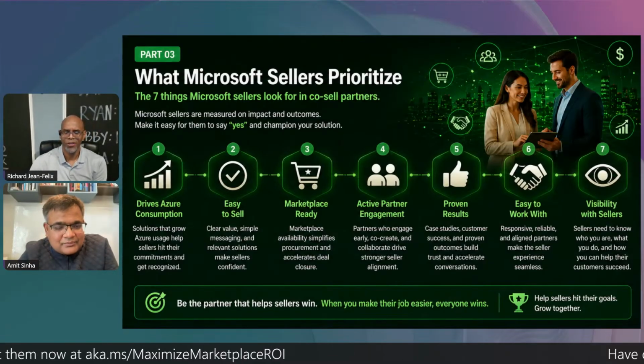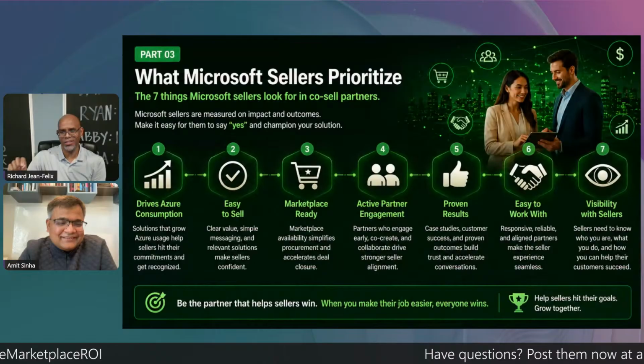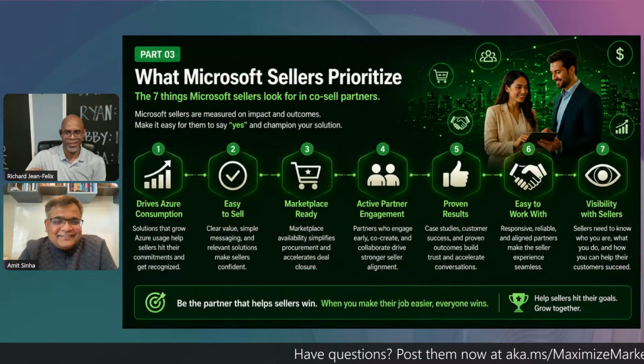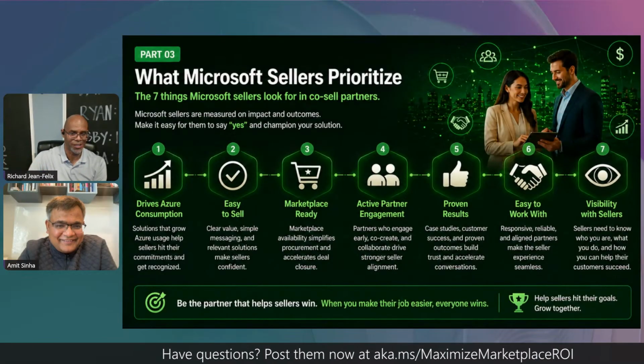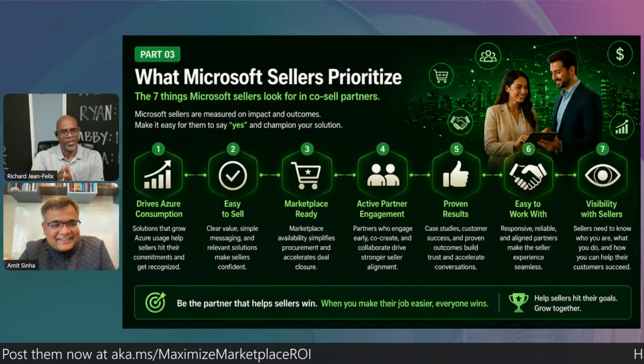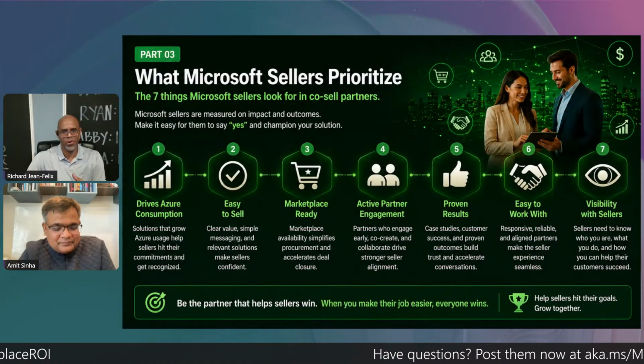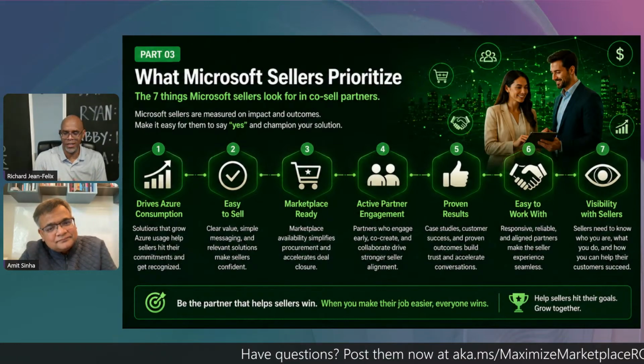Go ahead, Richard, please. No, what I was going to say, and I apologize for jumping in, because your talk track was bringing me to this. What you described was literally points 4 through 7. You're activating the partner engagement, you're showing proven results, you're making it easy to work with, as well as providing that visibility to sellers. So all of this is building up that trust, that engagement, and now they understand you really know exactly what you're talking about. You really understand your product, and that Azure seller is doing the same.